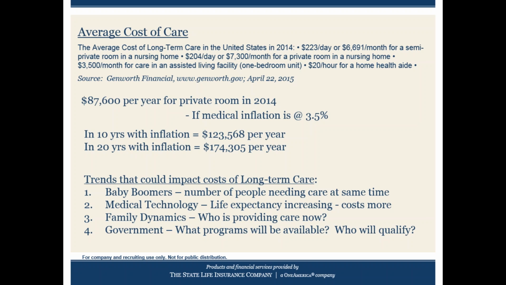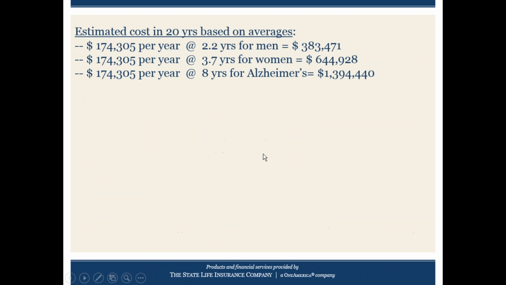So there's a problem. It's all going to be more expensive. And by the way, this $125,000, $175,000, that's just for 1 year. Average length of care for a man is almost 2.2 years. You're talking $384,000 nearly 20 years down the road. For a female, it's just shy of 4 years. You're looking at almost $645,000 20 years down the road.